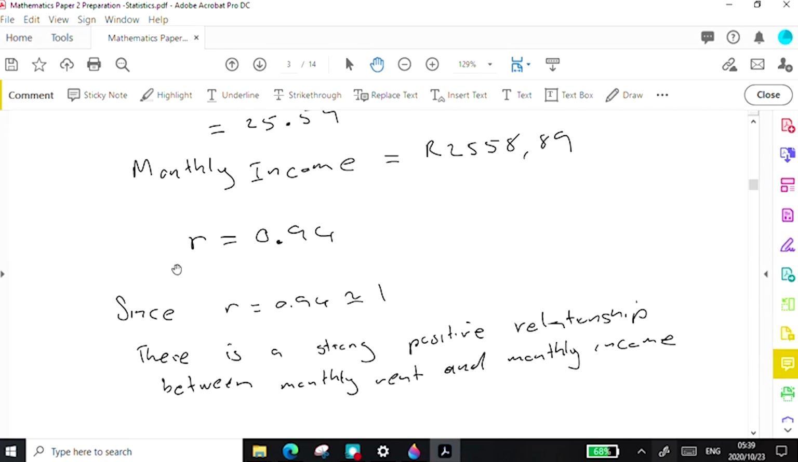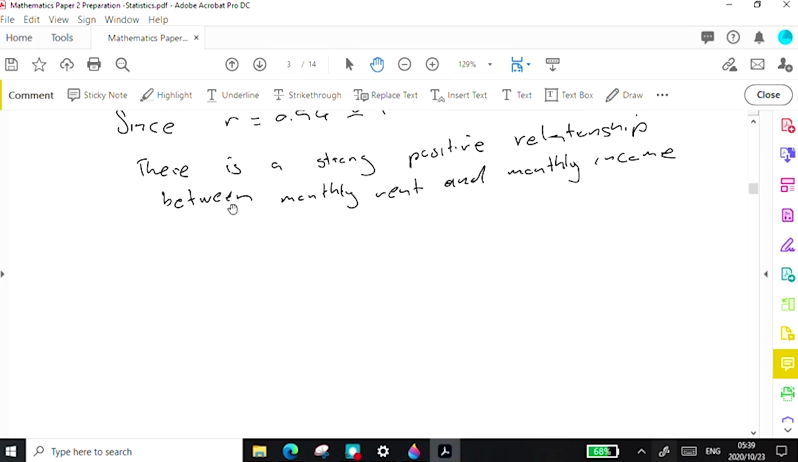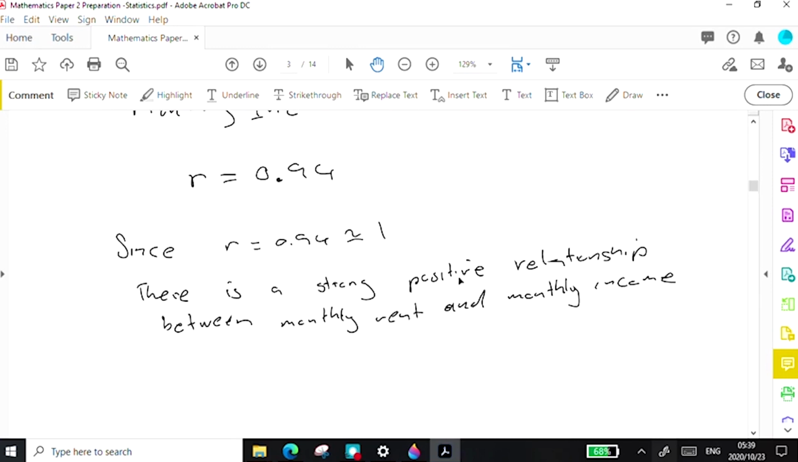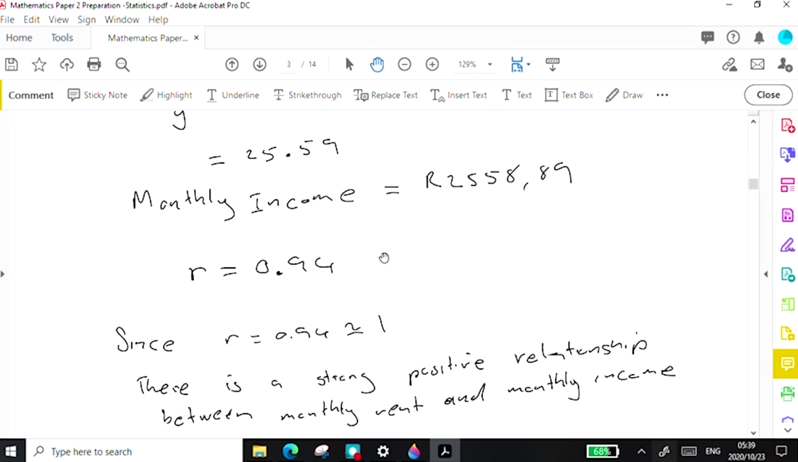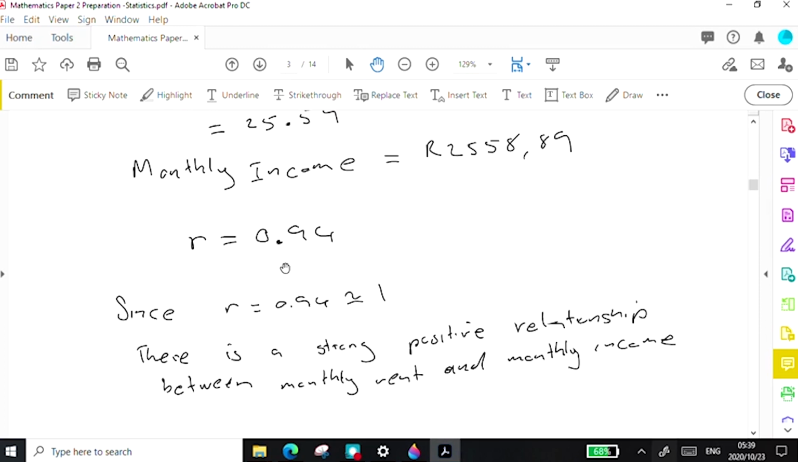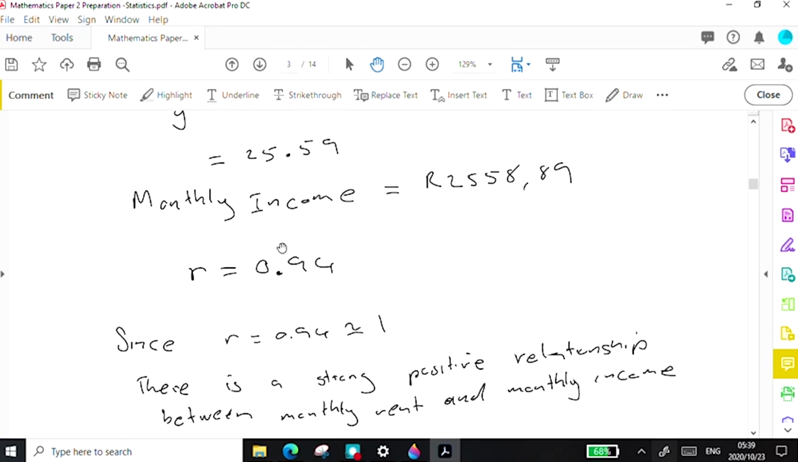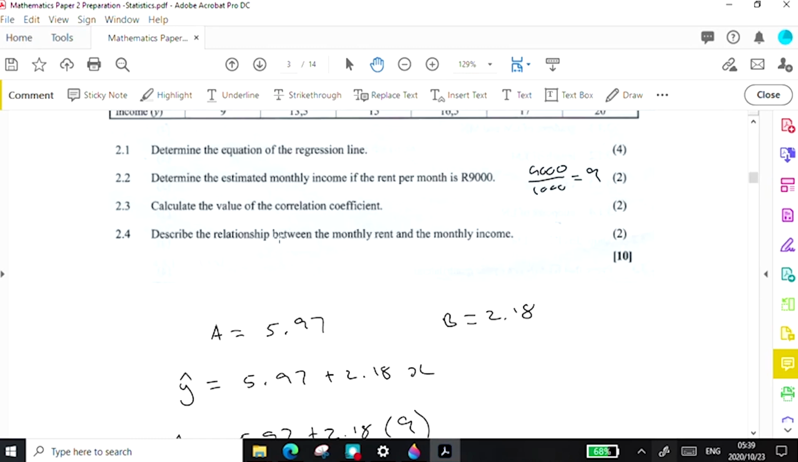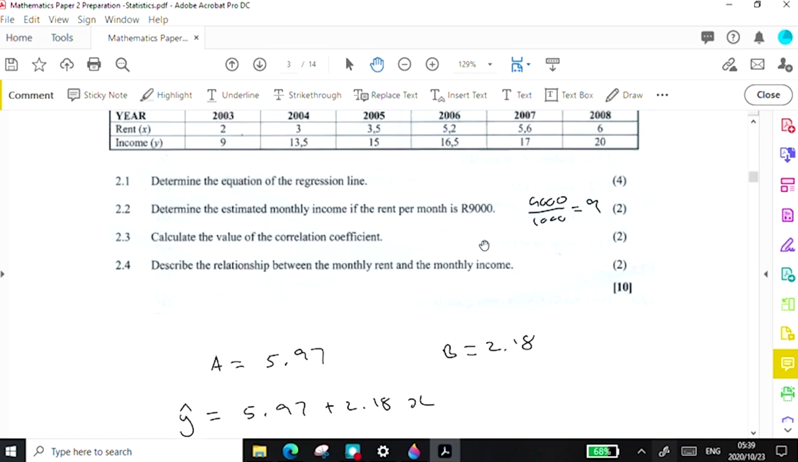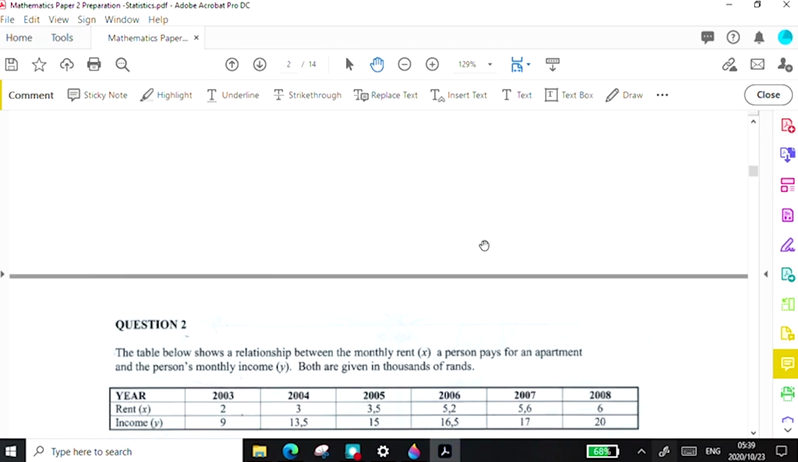So for these questions, you need to use the word strong and the word positive if R is very close to 1, and it is positive in this case. So that is the relationship between monthly rent and monthly income.